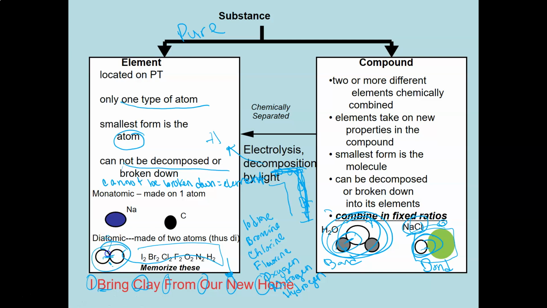And we could separate this. They don't like to exist that way. Its simplest form is still an atom, but on diatomics, they exist as molecules. Kind of confusing, but you'll get it straight in a little bit.